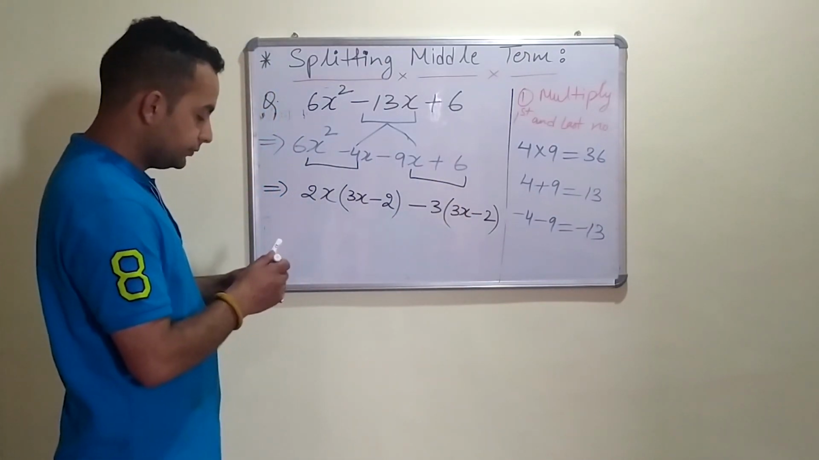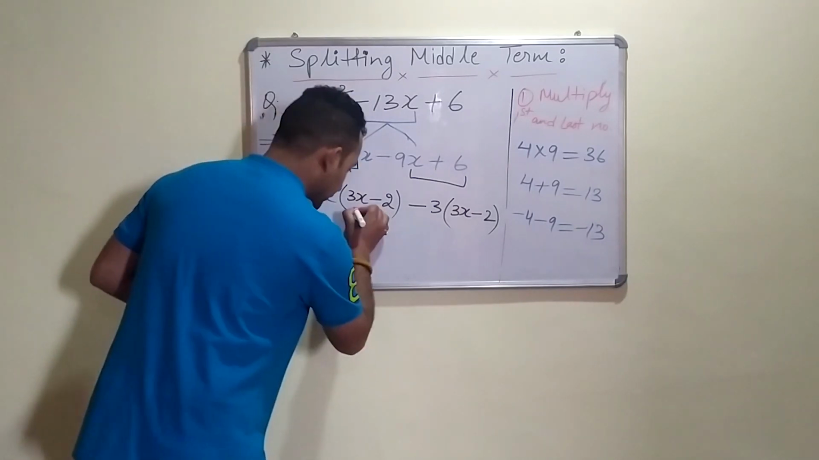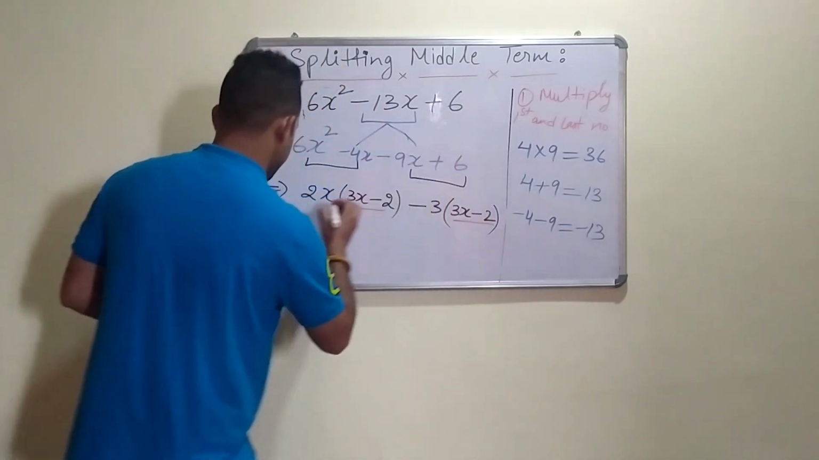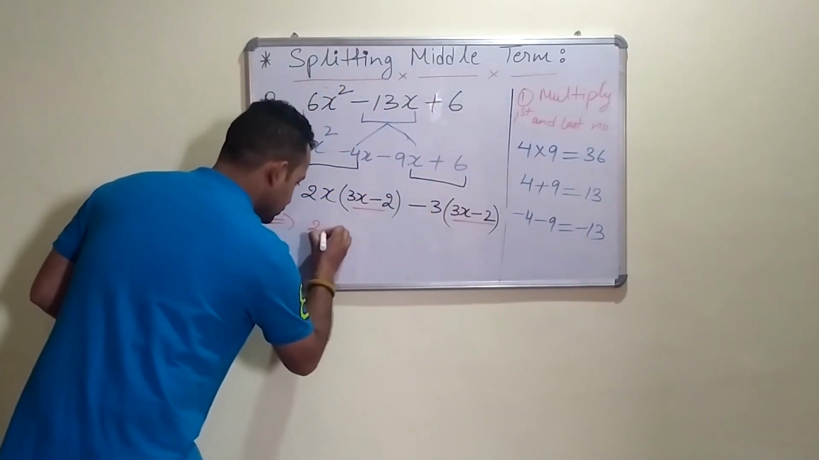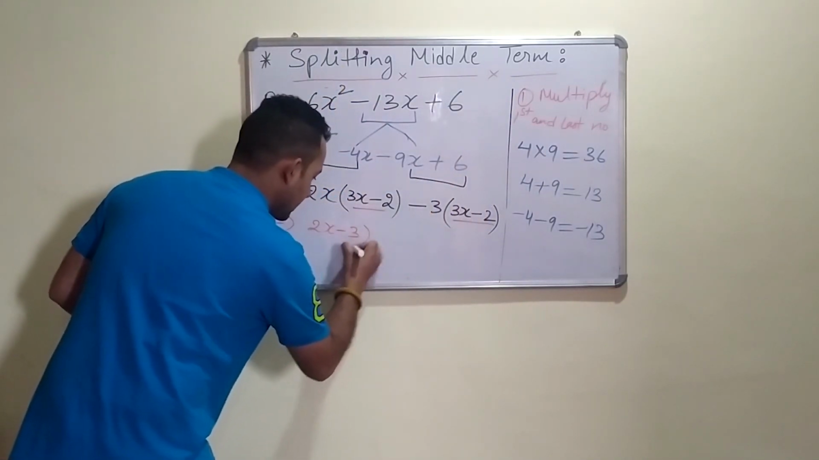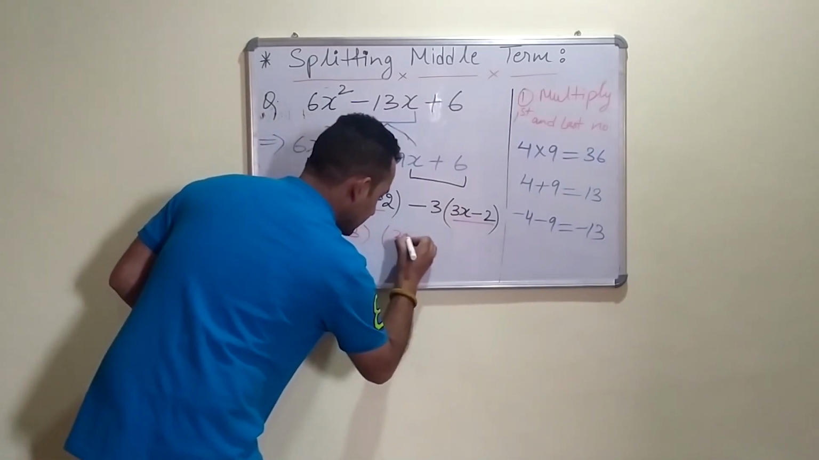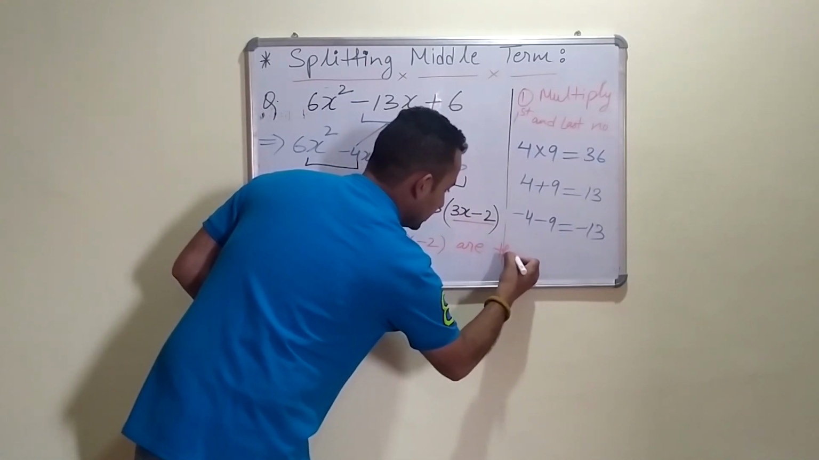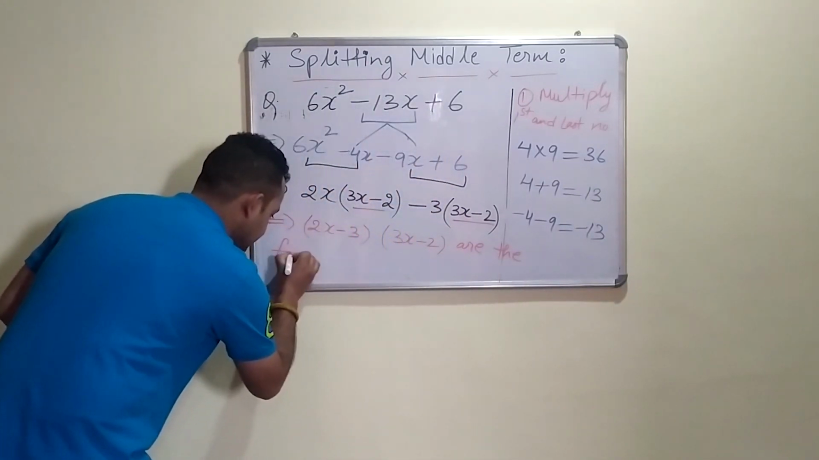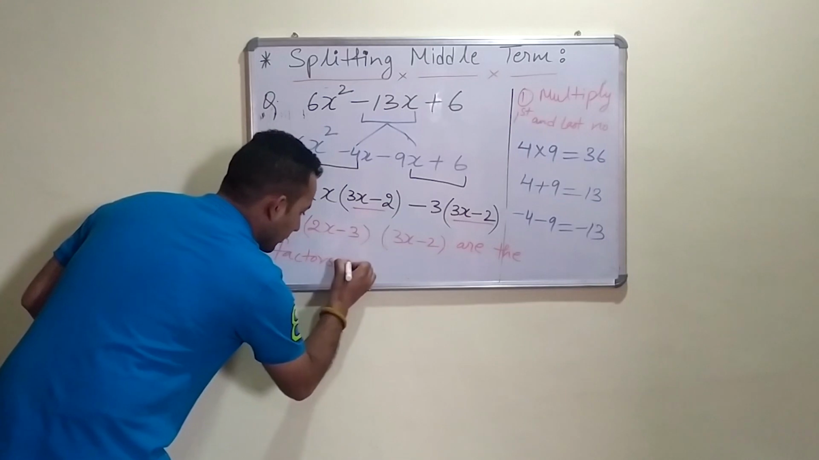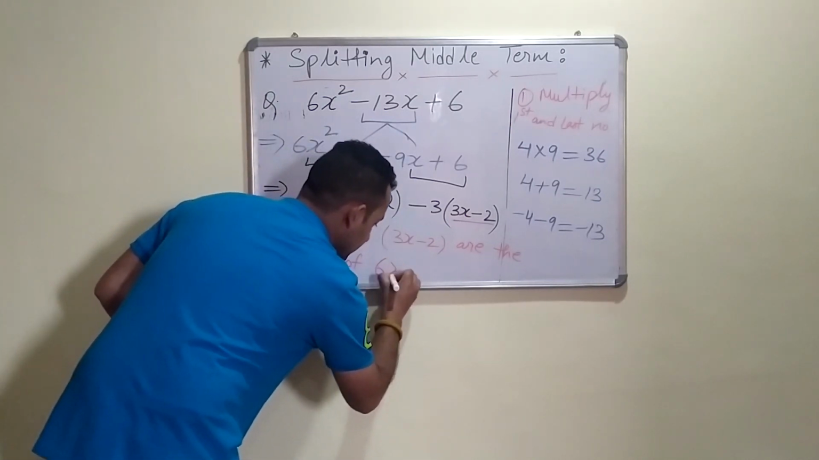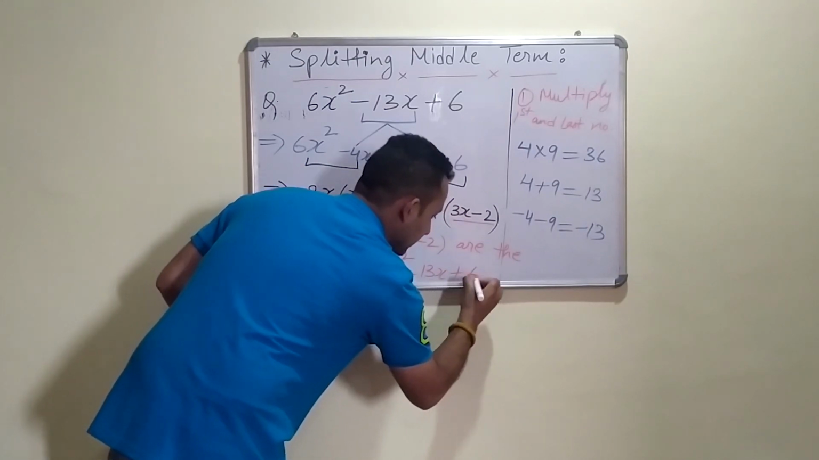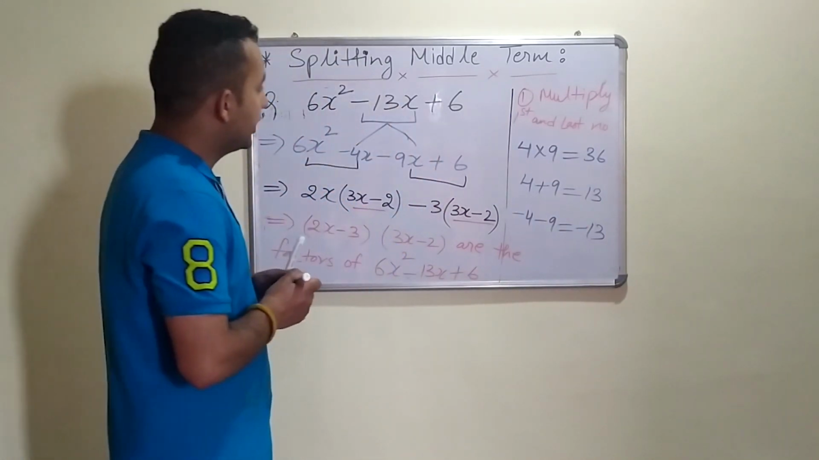Okay class. Now 3x minus 2 and 3x minus 2 are common, so you can write it only once. So you can say that 2x minus 3 and 3x minus 2 are the factors of 6x squared minus 13x plus 6. Okay class.